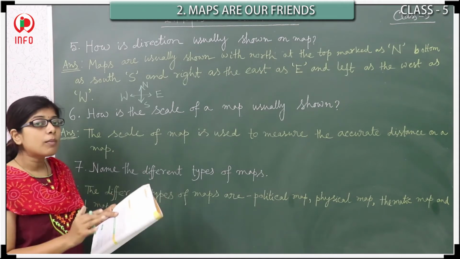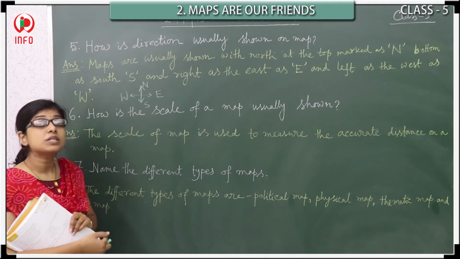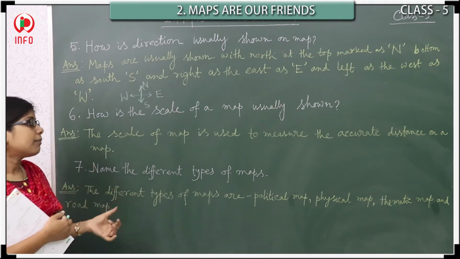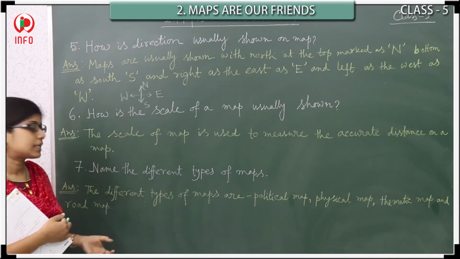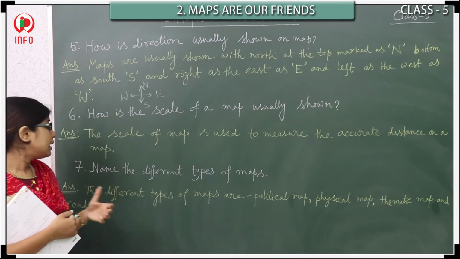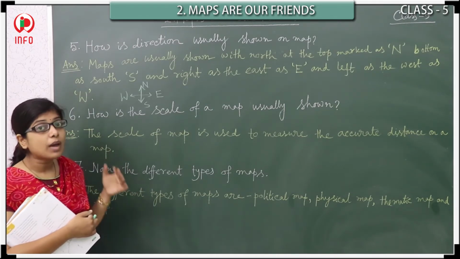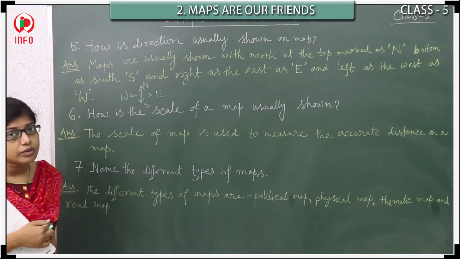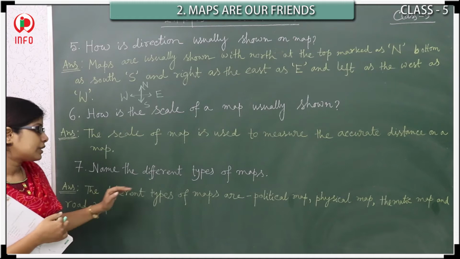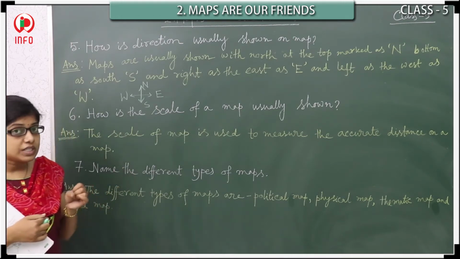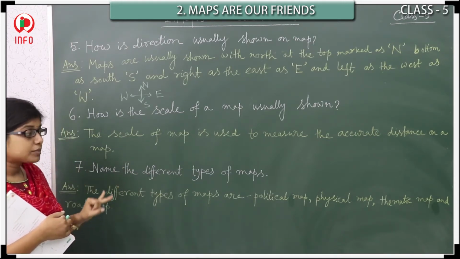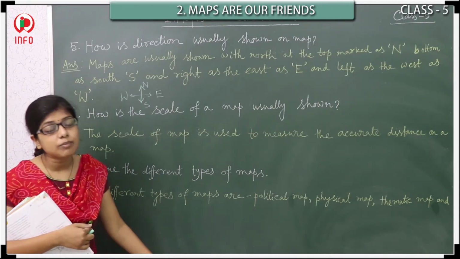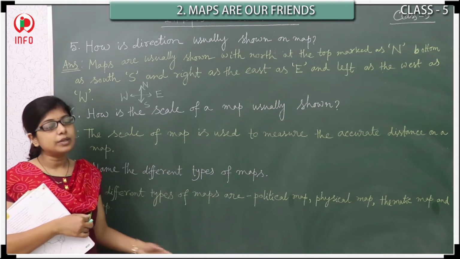So actually how much is the original distance, that means the accurate distance, we can have an idea after seeing the map. So that's why we are using the scale. Next, the seventh one, name the different types of maps. I have told you, I discussed about them also. The different types of maps are political maps, physical maps, the thematic map and road map. So different types of maps are available, you know.